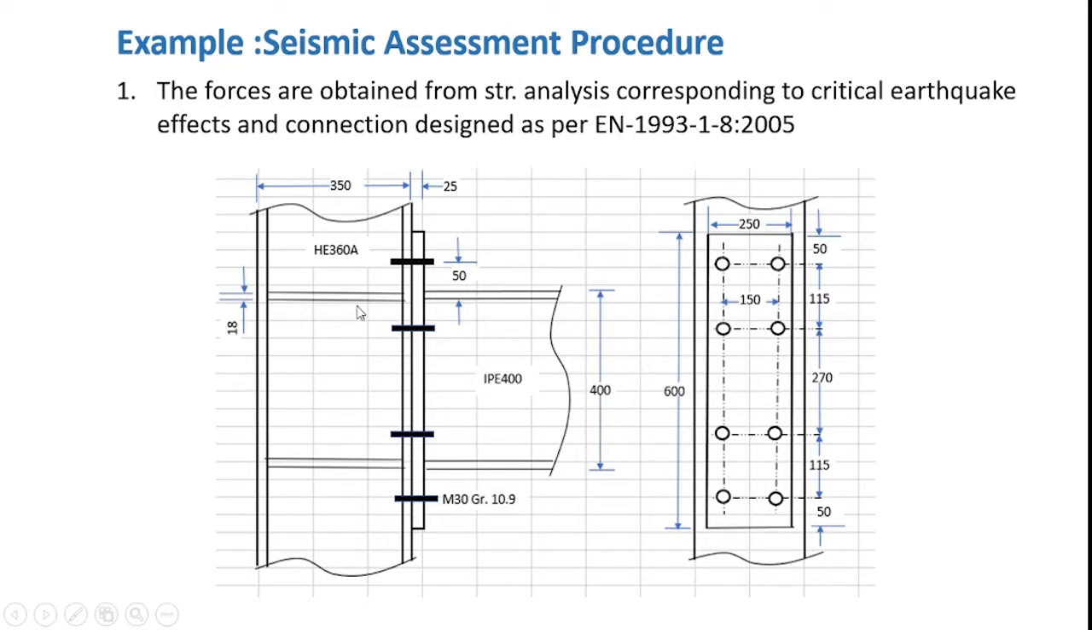1993-1-8:2005. As you can see, this is essentially a column beam connection, and the column is HE360A and the beam is IPE400. The end plate that is used is 25 mm thick, and as you can see, a total of 8 bolts are used, and the bolts used are M30 of grade 10.9, and the end plate is of dimensions 250 by 600 mm.